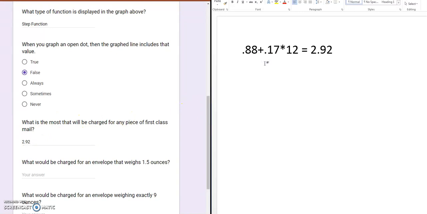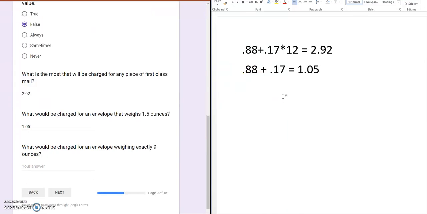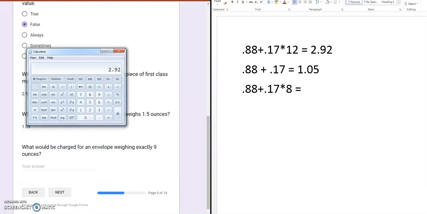What about 1.5 ounces? Well, 1.5 operates the same as 2 ounces. It's 88 cents for the first ounce plus 17 cents for the second ounce, which is $1.05. And then the last question, an envelope weighing exactly 9 ounces. That's 88 cents for the first ounce and 17 cents for the next 8 ounces. That's $2.24.